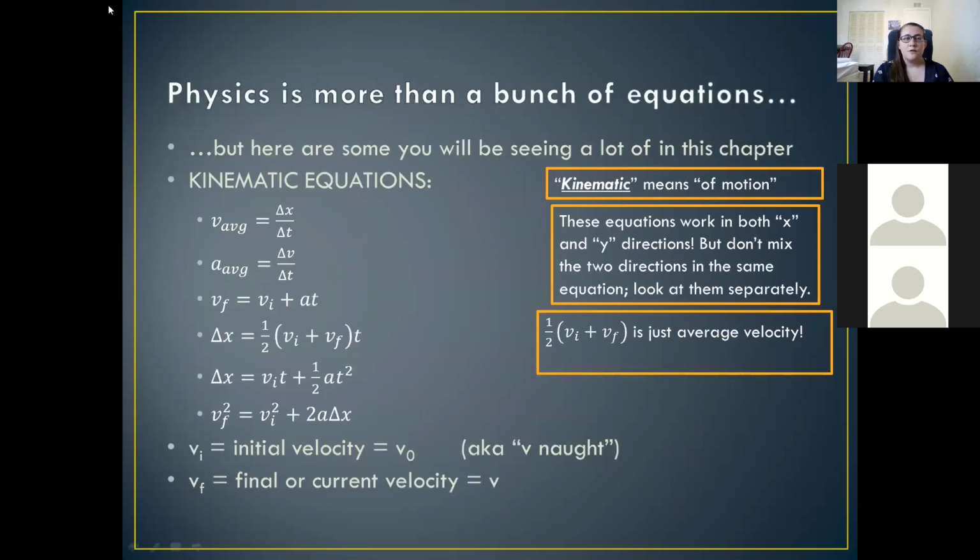Okay, so physics is more than just a bunch of equations. We don't just want to teach you how to plug and chug, plugging numbers into an equation and getting an answer, because part of the fun of physics is creating equations that are specific to a unique problem.